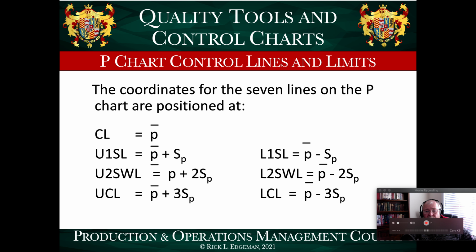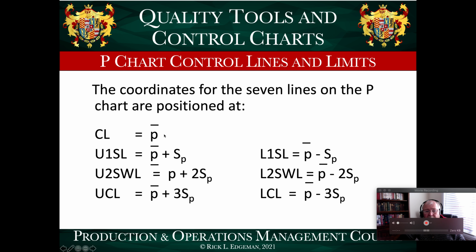But then here are the coordinates for the 7 lines on the chart. P bar, plus and minus 1, 2, and 3 of those standard deviations. Note that these formulas really are approximations. What that means is that this is a proportion. That proportion has to be between 0 and 1. Assuming you don't make any calculation errors, any result that you get on the upper side that was more than 1, you made a mistake. Or you just don't have that upper control line, let's say.